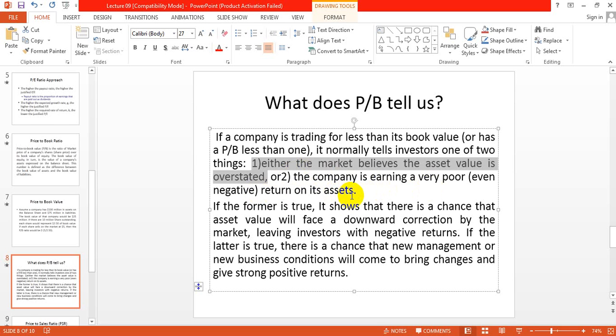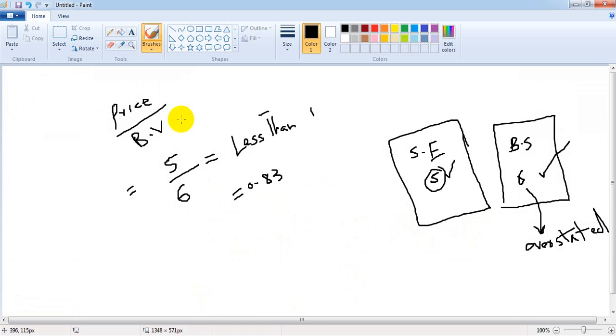Their return on assets is poor. So if return on assets is poor, maybe it is the mistake of management. But if the former is true, it shows that there is a chance that asset value will face a downward correction by the market, leaving investors with negative returns. If investors think that this value is overstated, there will be a correction in it. If there is a correction, then the value of the share will move further down.